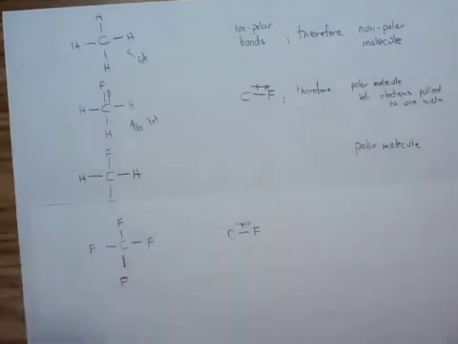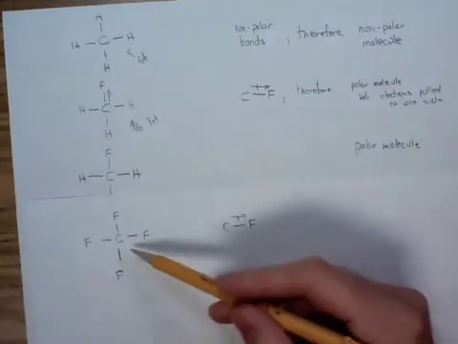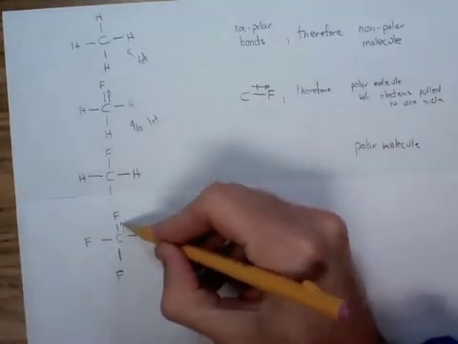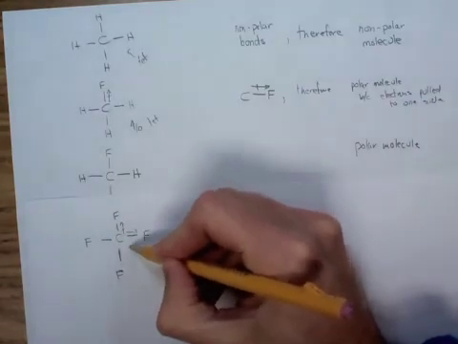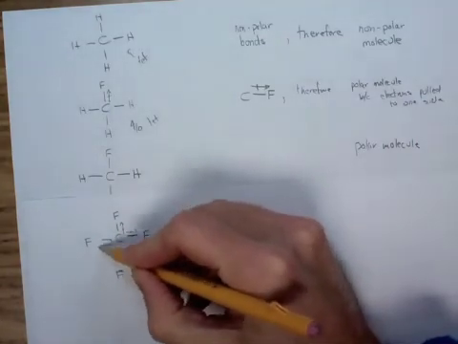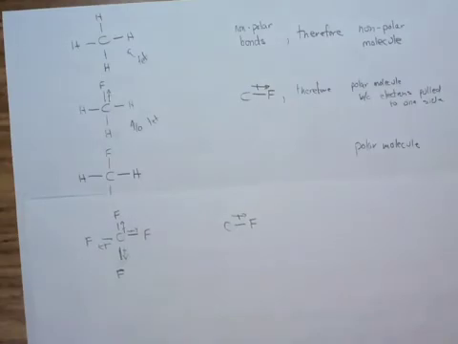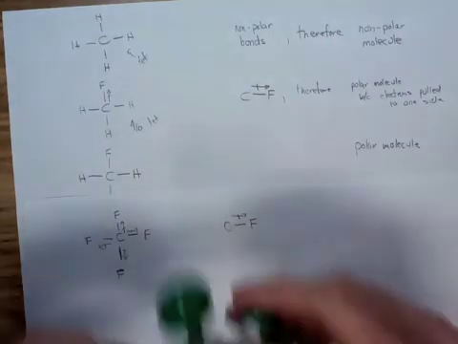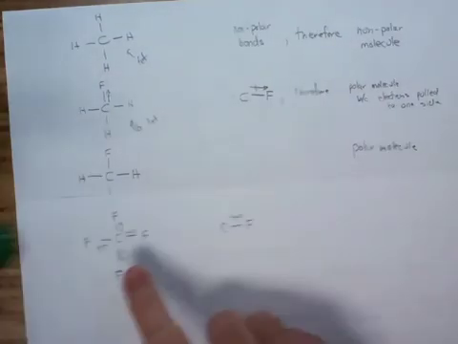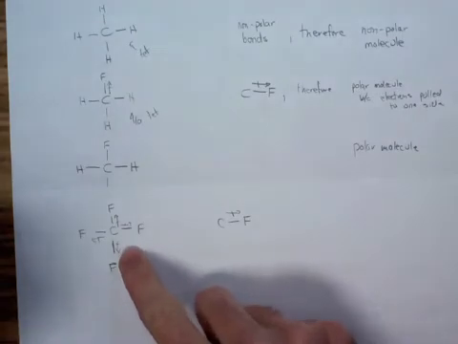Just one last molecule. Take a look at this one right here. You've got 4 polar bonds. Each of these carbon-fluorine bonds is polar. So the question is, would that make a polar molecule? Well, take a look at the model. This would give a tetrahedral shape since it's 4-0.